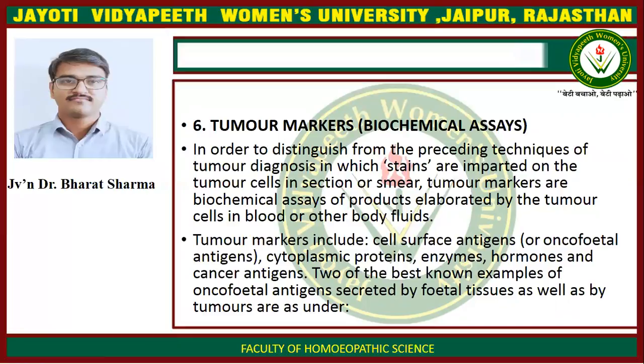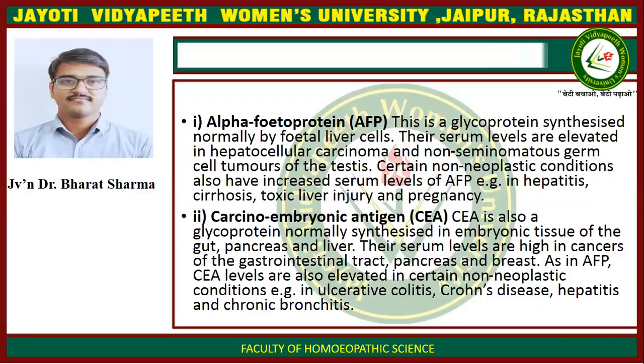Two of the best known examples of oncofetal antigens, secreted by fetal tissue as well as by tumor cells, are as under. Alpha fetoprotein. This is a glycoprotein synthesized normally by fetal liver cells. Their serum levels are elevated in hepatocellular carcinoma and non-seminomatous germ cell tumor of the testes. Certain non-neoplastic conditions also have increased serum levels of AFP, that is hepatitis, cirrhosis, toxic liver injury, and pregnancy.